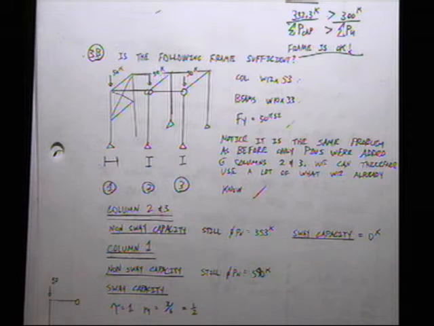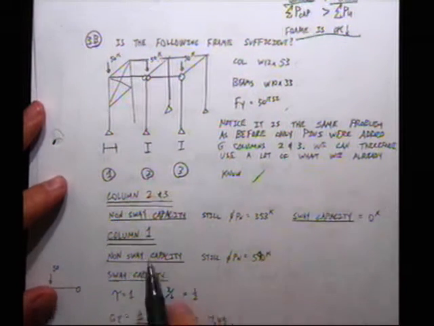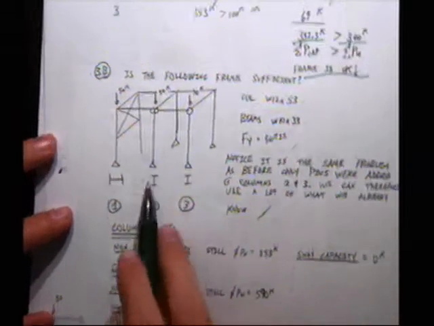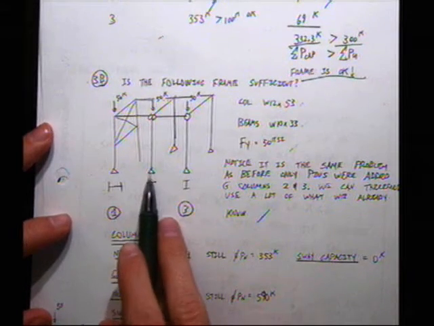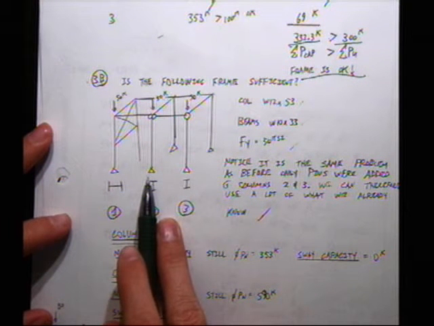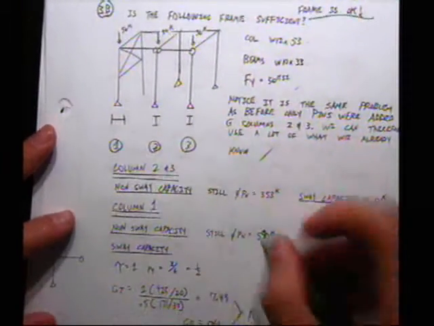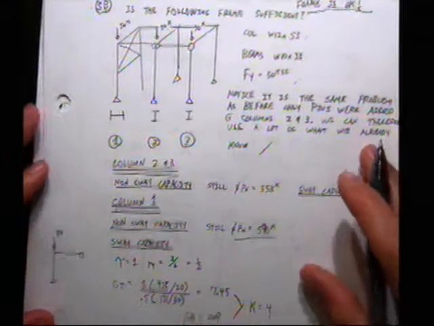Let's talk about sway capacity. Now, let's see here. I say my non-sway capacity is still this, but now my sway capacity of column 2 and 3 becomes 0. Why? Leaner columns. Leaner wieners, right? Okay, but now column 1 still gives me something. Got this non-sway capacity, it didn't change. Now I got to find the sway capacity.